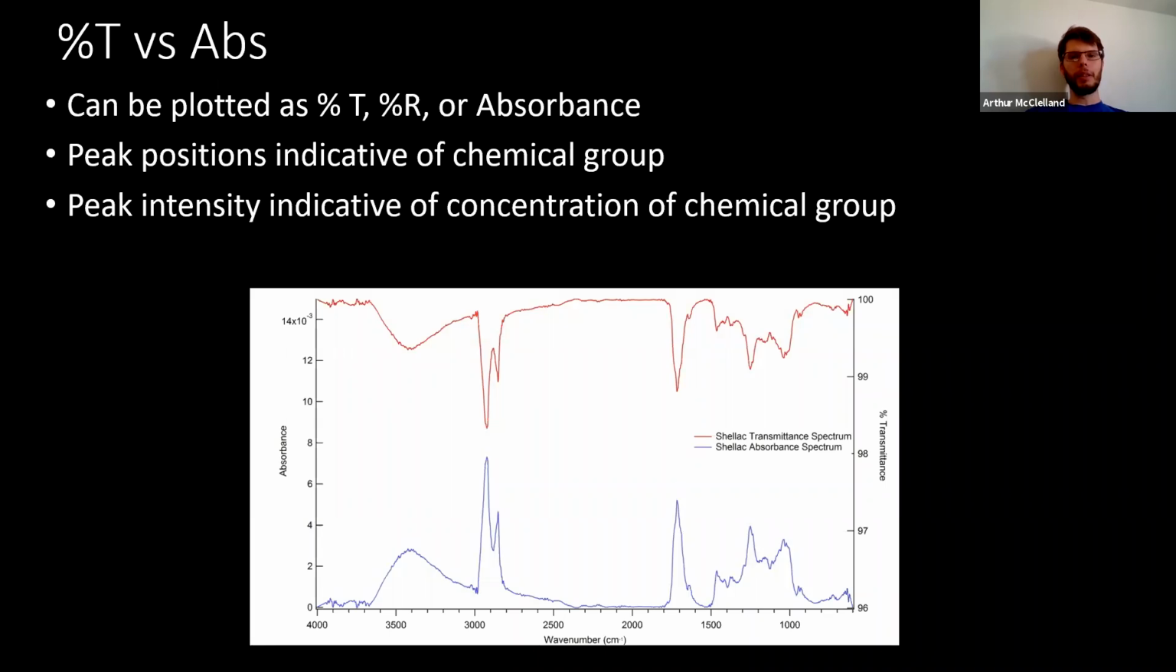In general, they look very similar. In %T or %R, your signal is going to be dips relative to a baseline of 100. In absorbance, your signal is going to be peaks relative to a baseline of 0. The one thing to really pay attention to is that % transmittance is a linear scale, and absorbance is a log scale.